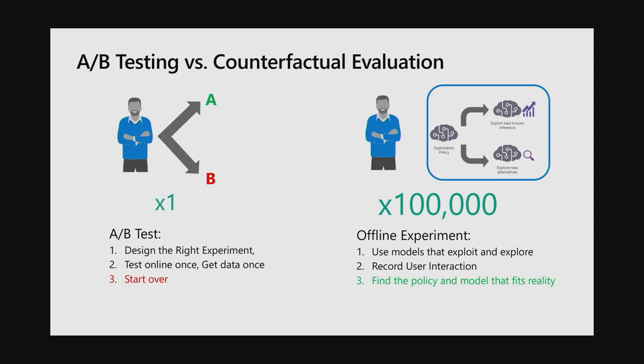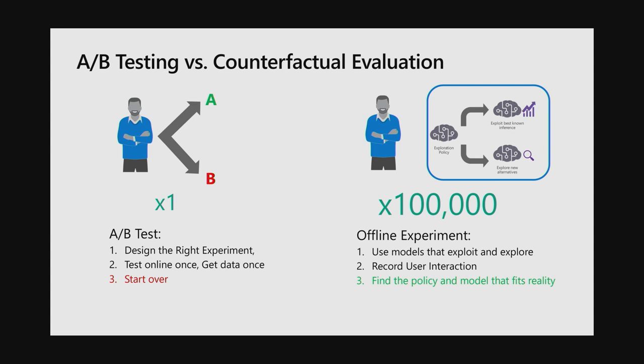Okay, so I want to compare the A-B testing paradigm to the counterfactual evaluation paradigm. In A-B testing, you have your two rules, location versus profession. You test them side by side. Half the traffic gets one, half the traffic gets the other. You see which does the best. And then you choose whichever one does the best, and you throw away your data. That's roughly it.